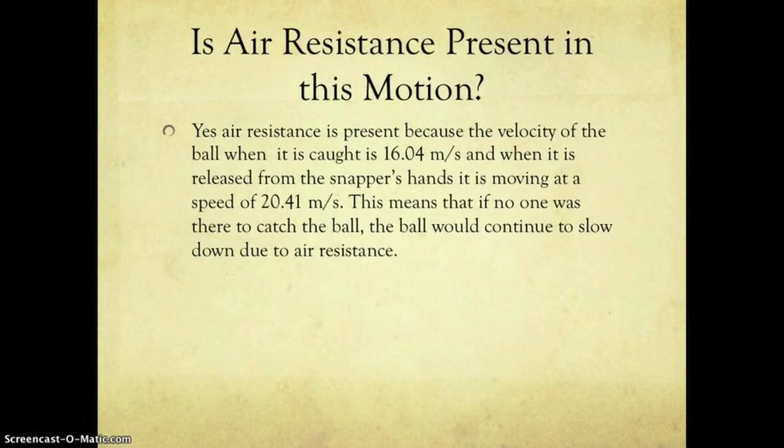Our first question states, is air resistance present in this motion? And the answer is yes, air resistance is present because the velocity of the ball when it is caught is 16.04 meters per second, and when it is released from the snapper's hands, it is moving at a speed of 20.41 meters per second. This means that if no one was there to catch it, the ball would continue to slow down due to air resistance.